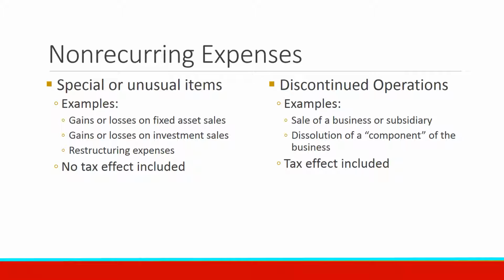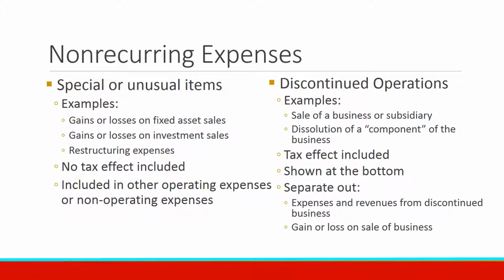How these 2 things are depicted varies, and so in the case of special or unusual items, you're going to display those numbers without directly including in those numbers the tax effect. On the other hand, with the discontinued operations, you're going to compute the gain or loss on those particular activities and then embed into the number you report the tax effect.